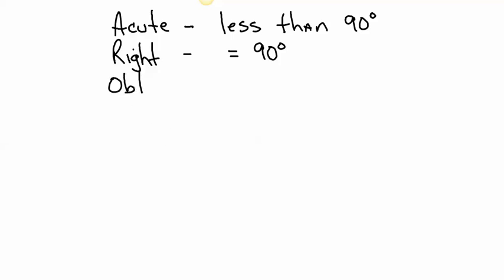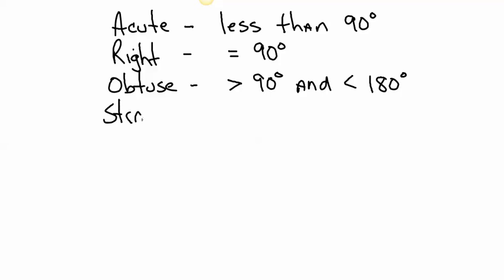Obtuse. That's greater than 90 and less than 180. Finally, you have a straight angle. And that's equal to 180 degrees.